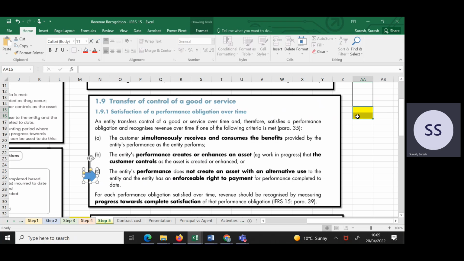I've completed it, so I have an enforceable right. I can enforce the payment, right? So once these three conditions are satisfied, if one of the following three criteria is satisfied, that would make me entitled to consider the performance obligation satisfied over a period of time, and I can recognize revenue. If 400,000 was the complete contract, I can recognize in my books 100,000 when the first floor is completed, right?